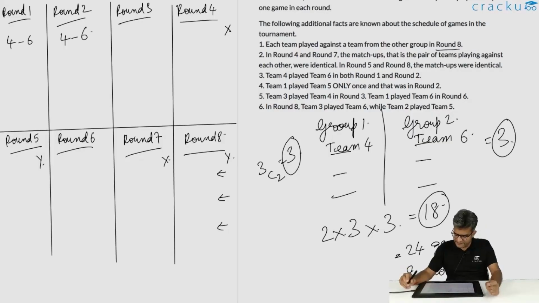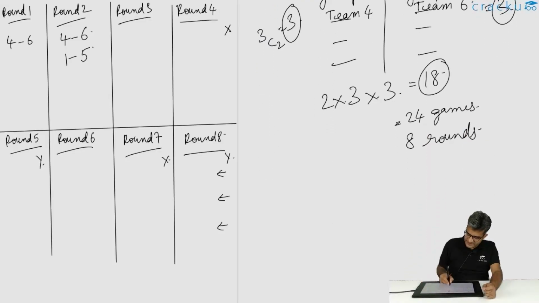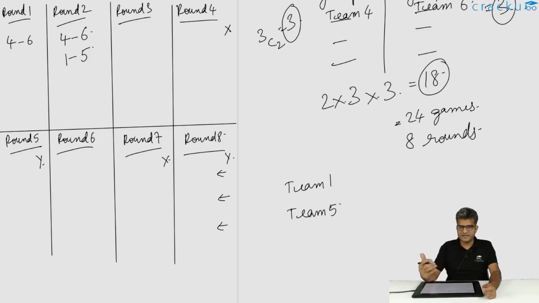Team 1 played team 5 only once, and that was in round 2. What does this mean? It would mean that team 1 and team 5 played exactly once, so they are in the same group. We just don't know whether the third team in that particular group is either team 4 or team 6, but team 1 and team 5 are in the same group.